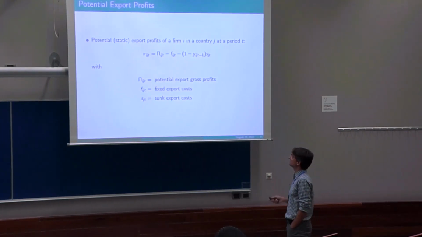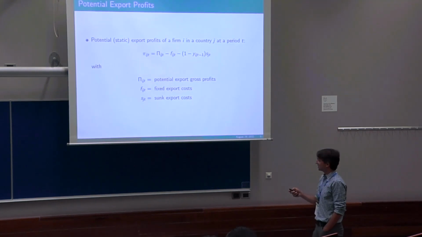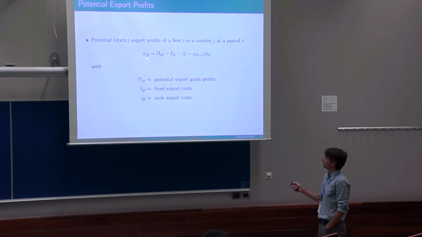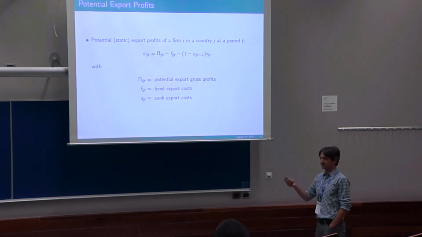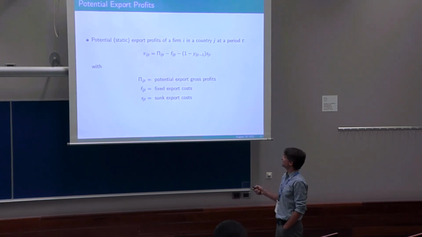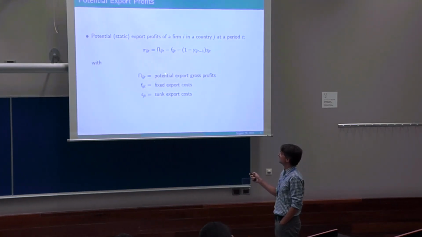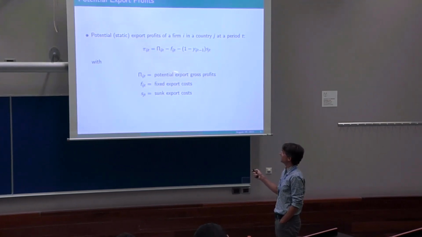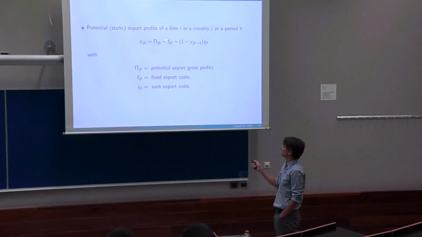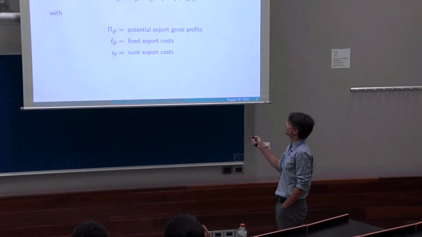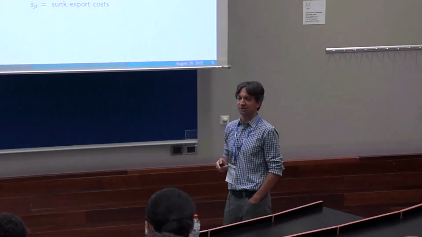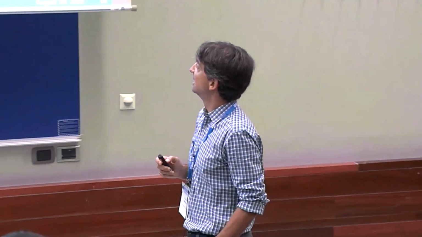In these models, the key object is what are the profits that a firm i would obtain in a destination j at a period t if it were to export to it. And in all these models, basically these profits are a function of some potential gross profits, that is basically revenues minus the variable cost of exporting, minus a fixed cost, minus a sunk cost that you pay only if you did not export to that destination in the previous period. So let me describe each of these three ingredients a bit in detail.